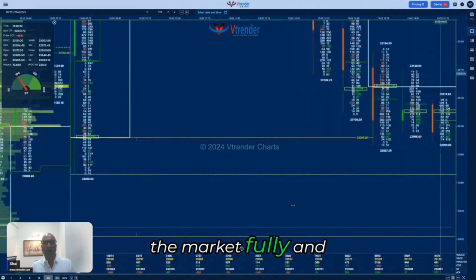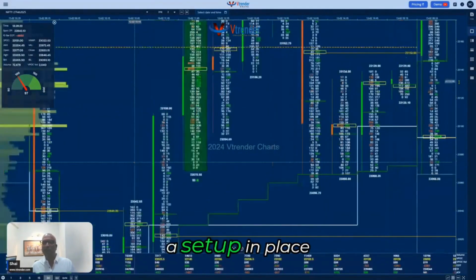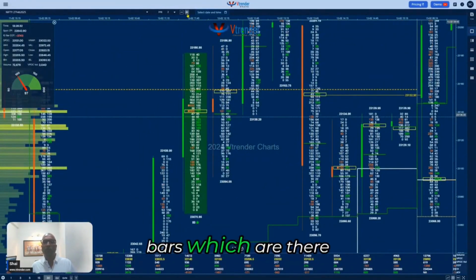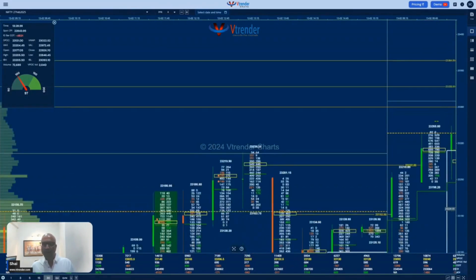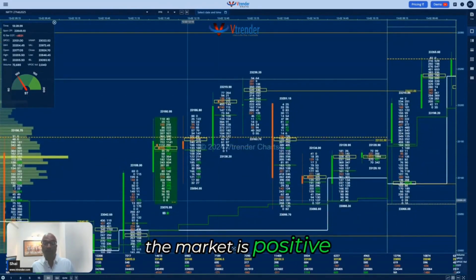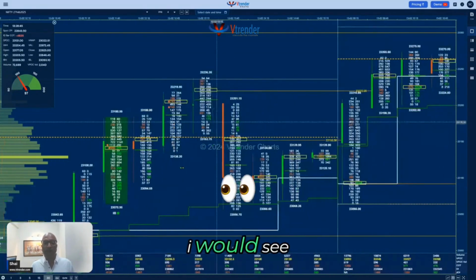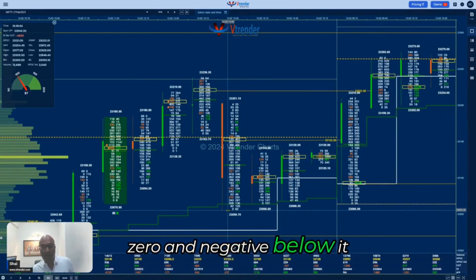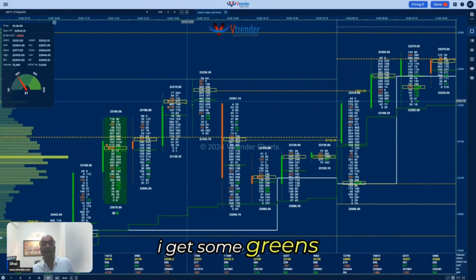I do not understand the market fully, and I don't want to understand the market fully. But what I know is that once I have this kind of a setup in place, this is what I call a special bar out of all the bars which are there. And I make a rule around this. I say that the market is positive above this IB30 bar. In my way of looking at it, I would say that this market is positive above 23,070 and negative below it. And I will activate this trade at about 23,180, provided I get some greens or demand.